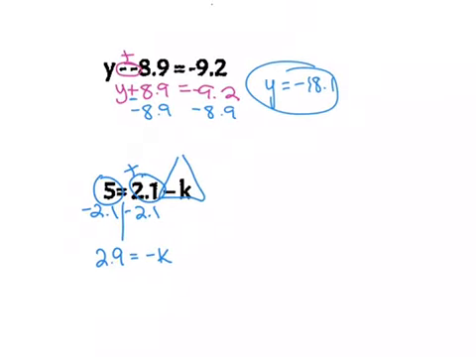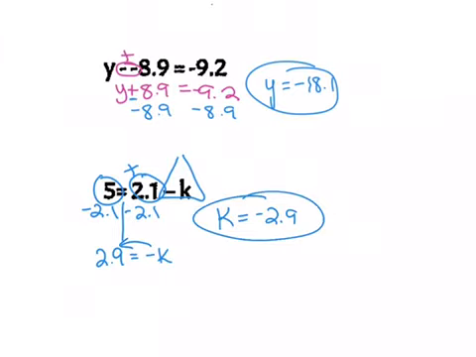So if negative k is a positive 2.9, if you ever have a negative variable, one thing you can do, you can just kind of shoot that negative or change your number. And so if negative k is positive 2.9, positive k is negative 2.9.